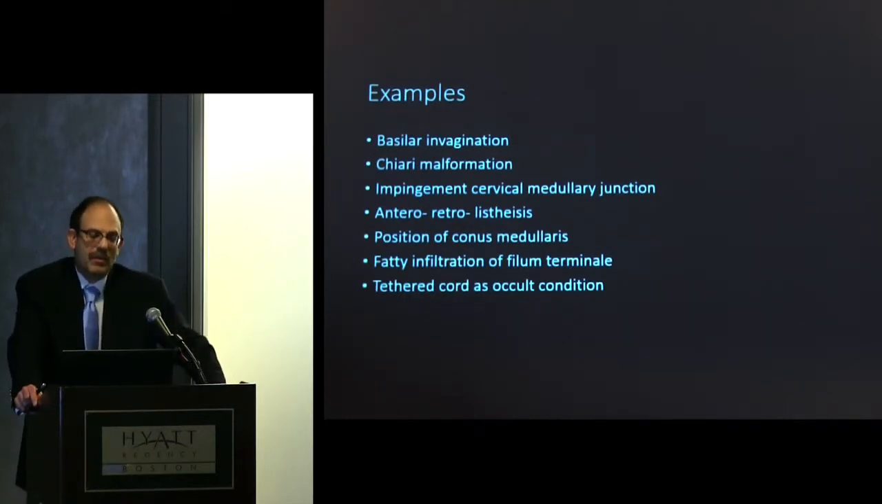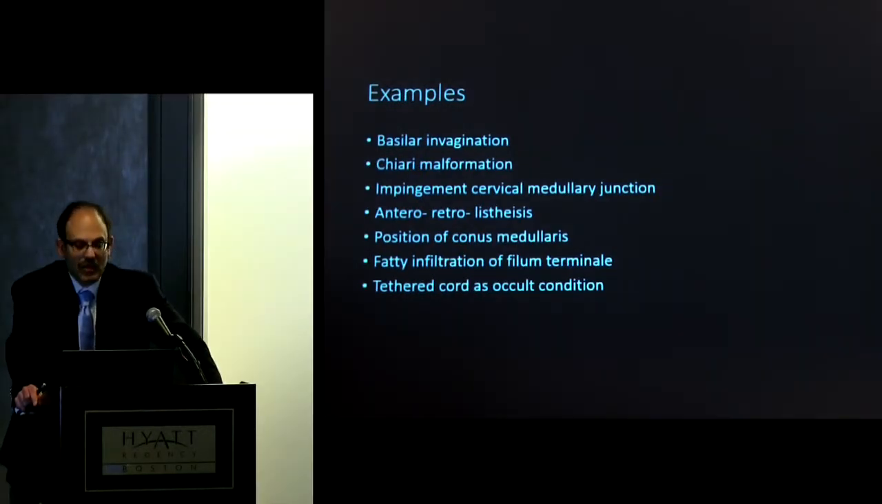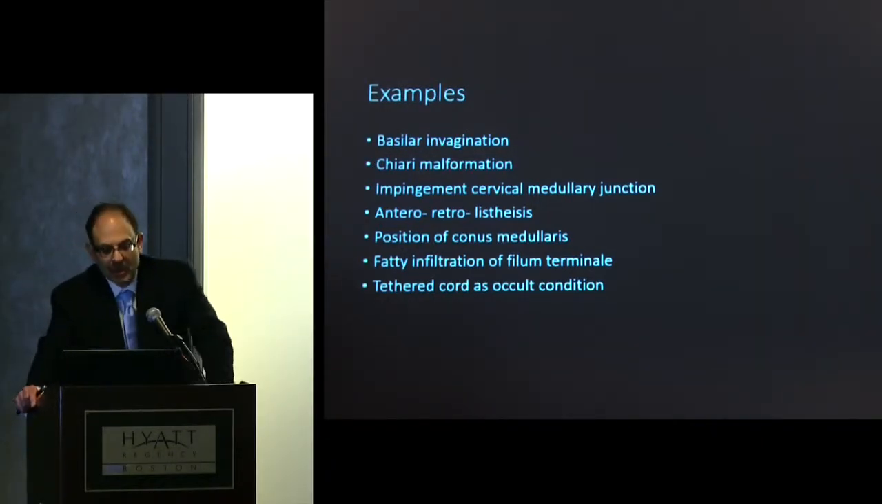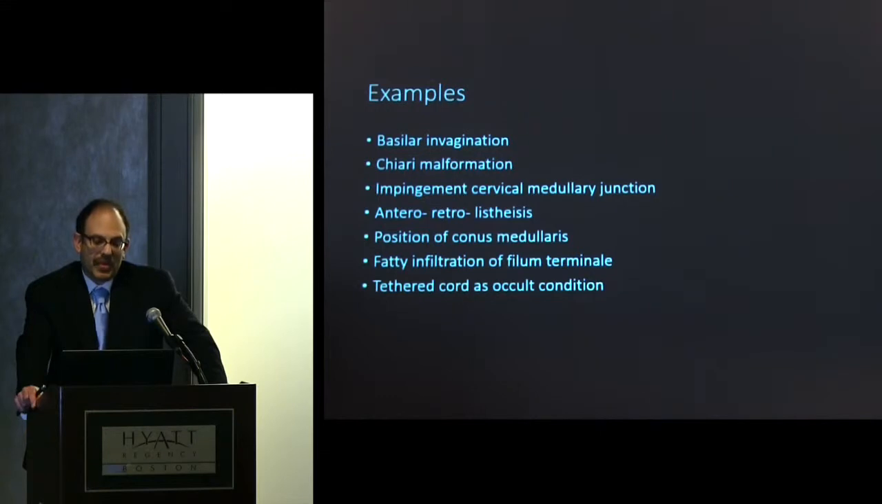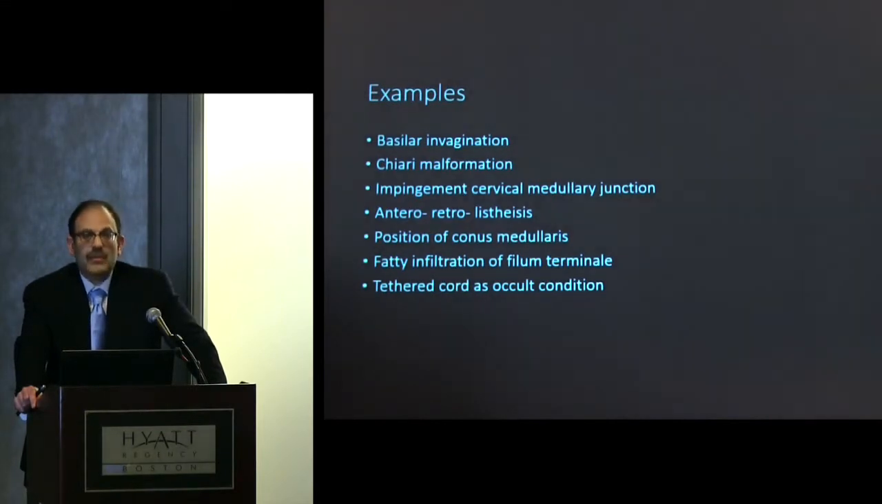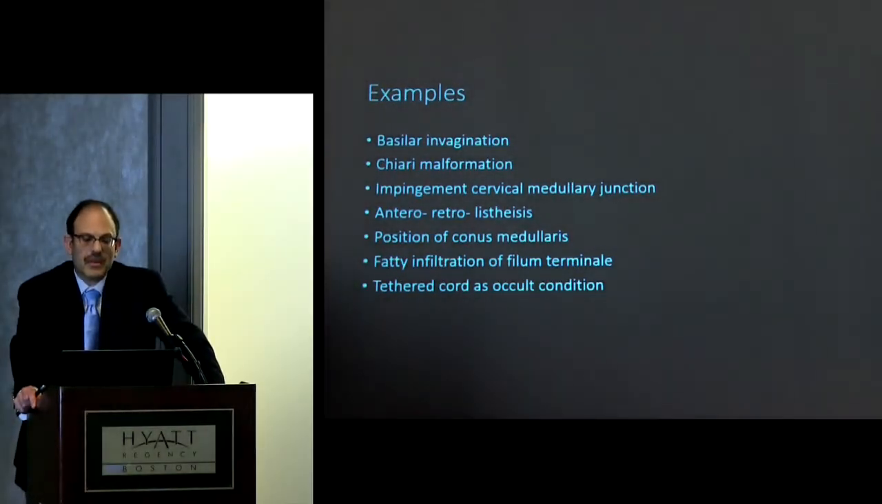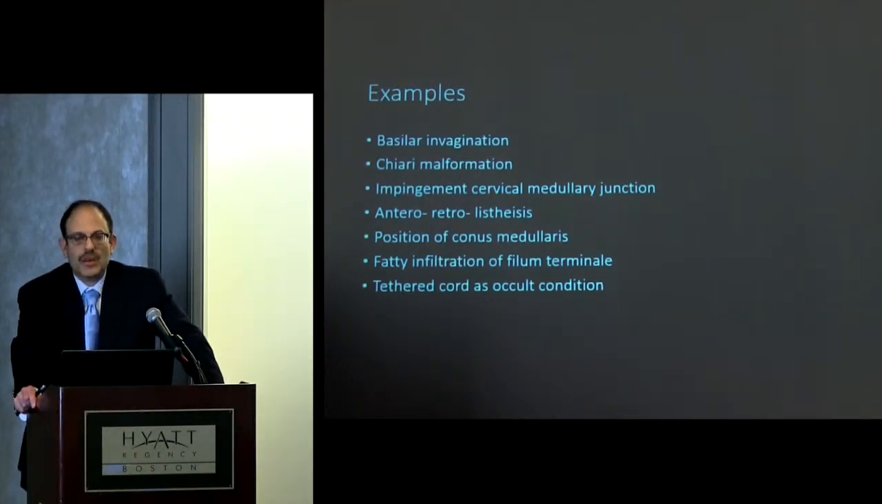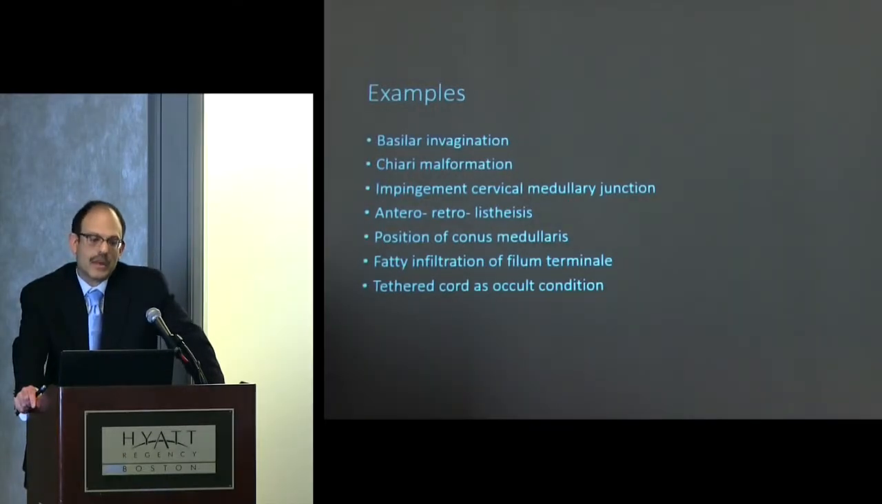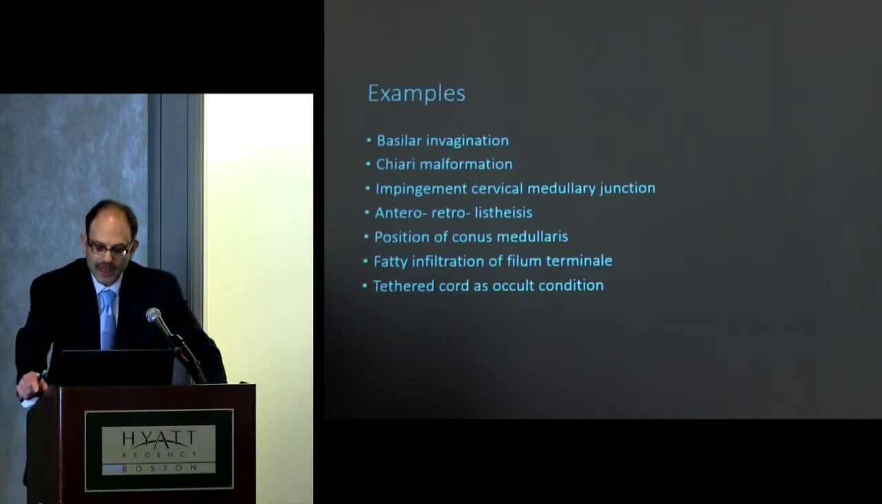Examples of things that we've noticed not interpreted correctly include basilar invagination, Chiari malformation, impingement at the cervicomedullary junction, mobility with both anterolisthesis and retrolisthesis, abnormal position of the conus, fatty infiltration or thickening of the filum terminale, and the confusion of tethered cord as a radiologic diagnosis. Too many cases have come through and been read as no tethered cord, but tethered cord isn't a radiologic diagnosis. It's a clinical diagnosis.